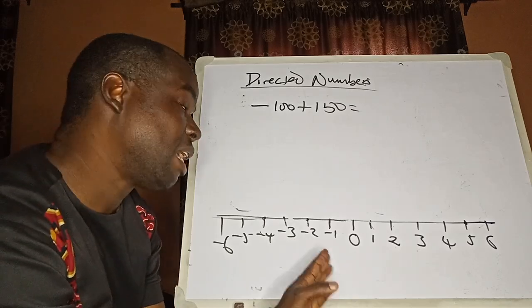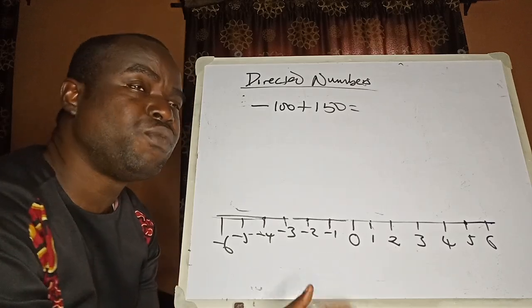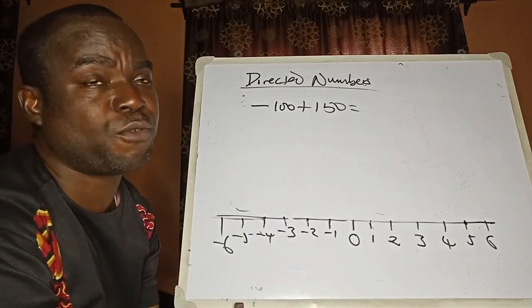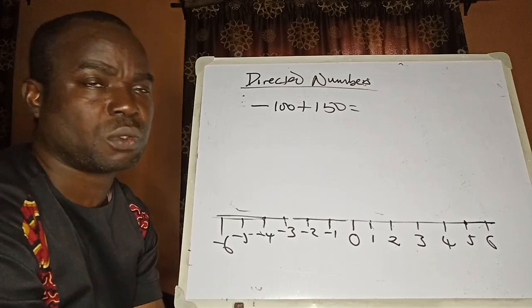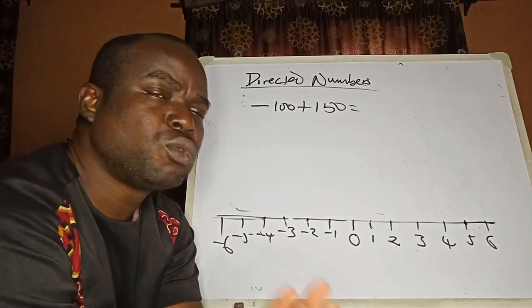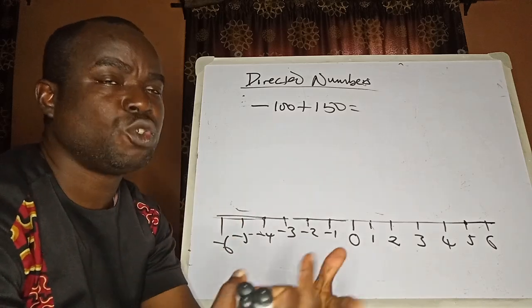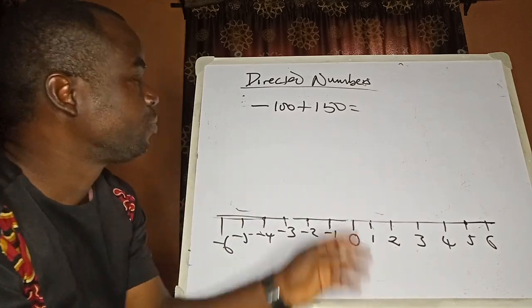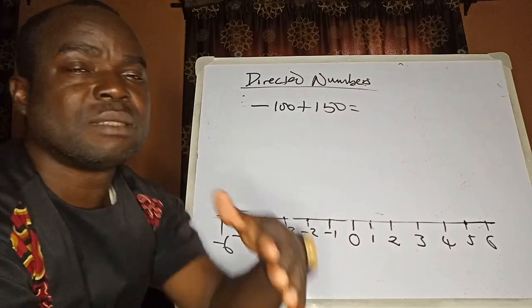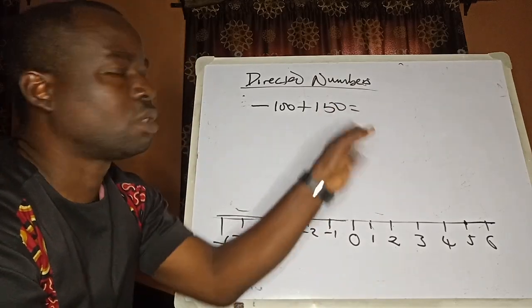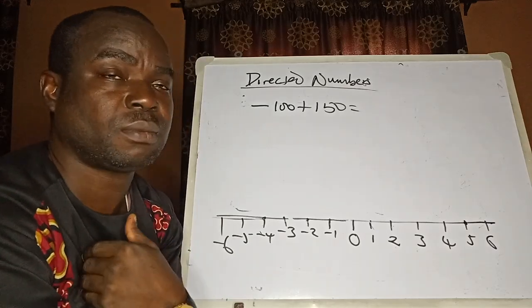This time around, if you cannot apply the number line very well at the higher level, it may be a problem for you. But I want to give you another method. If the numbers are too big, see what you're going to do now. Let's use money to explain it. Anywhere you see minus, take it that you're owing somebody some money. If you see plus, take it that you have money.